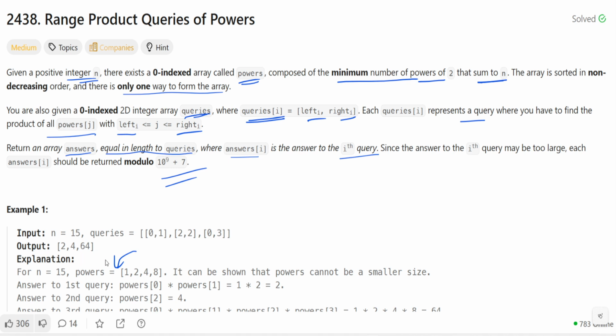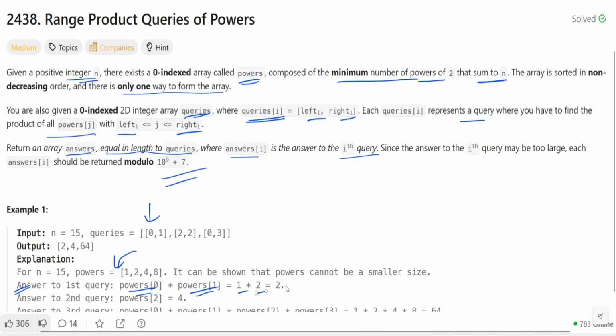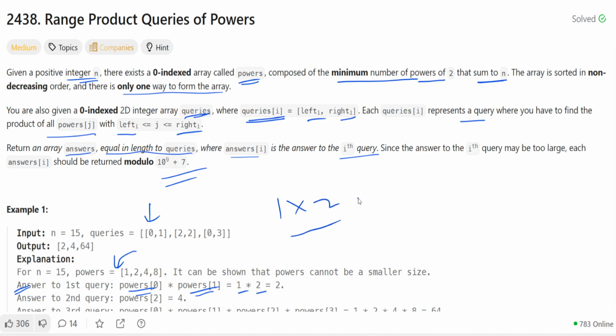So if you see the answer to the first query, the very first query we have been given is 0 and 1. The answer to the first query is powers at 0 multiplied by powers at 1. Powers at 0 is 1 and powers at 1 is 2. So if you multiply 1 into 2, it will give you what? 2.